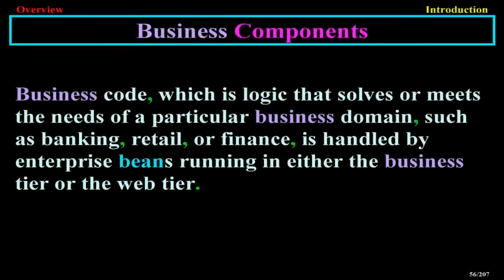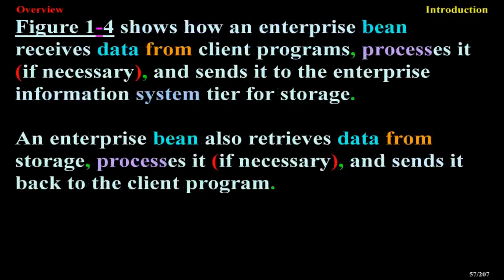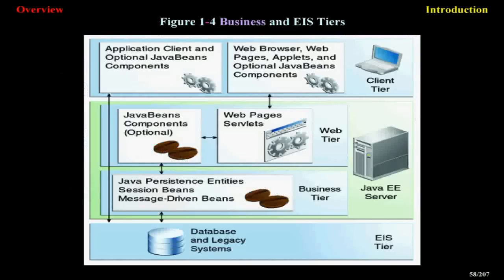Business components. Business code, which is logic that solves or meets the needs of a particular business domain, such as banking, retail, or finance, is handled by Enterprise Beans running in either the business tier or the web tier. Figure 1-4 shows how an Enterprise Bean receives data from client programs, processes it if necessary, and sends it to the Enterprise Information System tier for storage. An Enterprise Bean also retrieves data from storage, processes it if necessary, and sends it back to the client program. Figure 1-4 Business and EIS tiers.